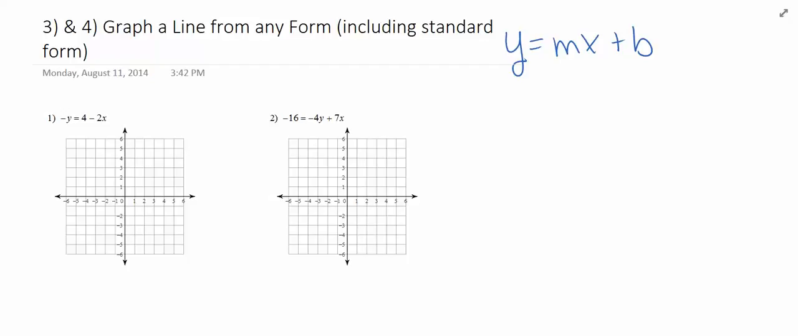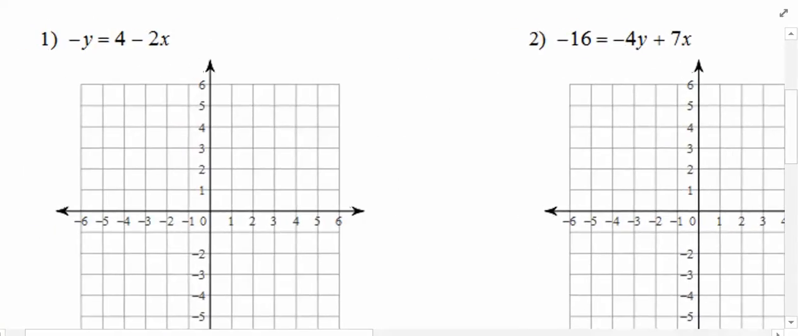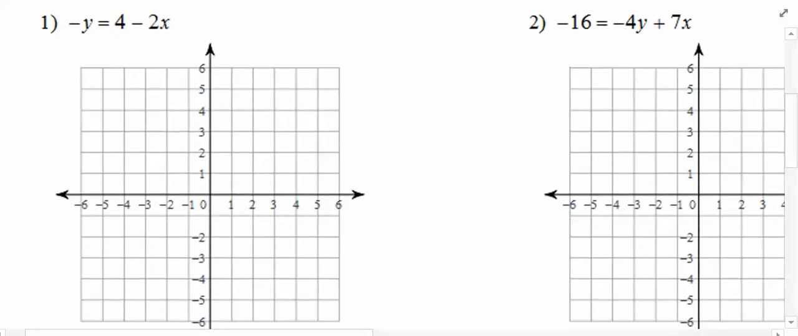So if you look at number 1, I'm going to zoom in a little bit. We need to get y by itself. So I'm going to rewrite the problem over here. We have negative, and I'm going to add a 1, so this will be easier to deal with. Negative 1y equals 4 minus 2x. I need to get y by itself, so how do I get rid of the negative 1?